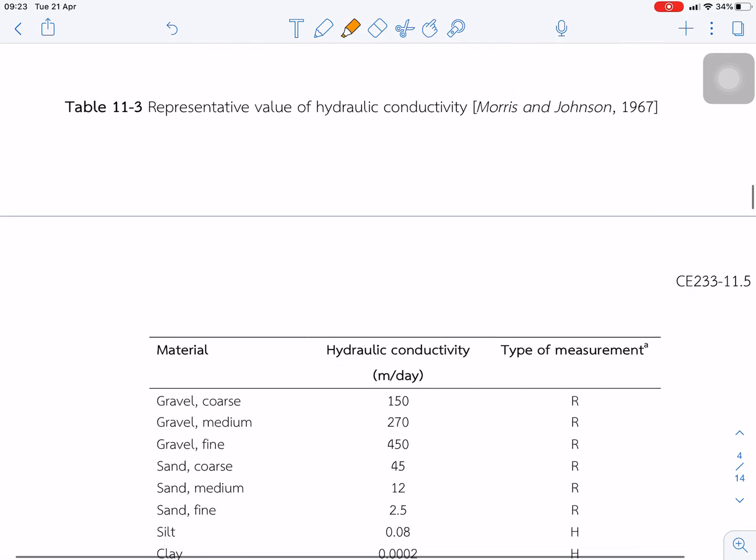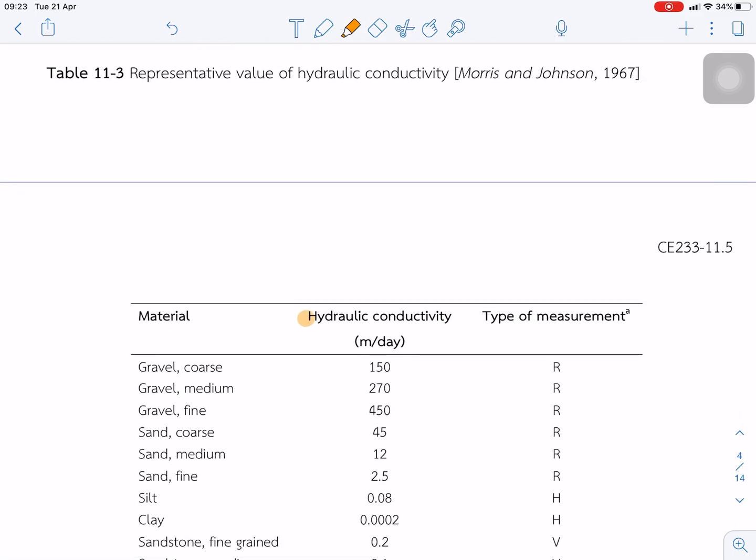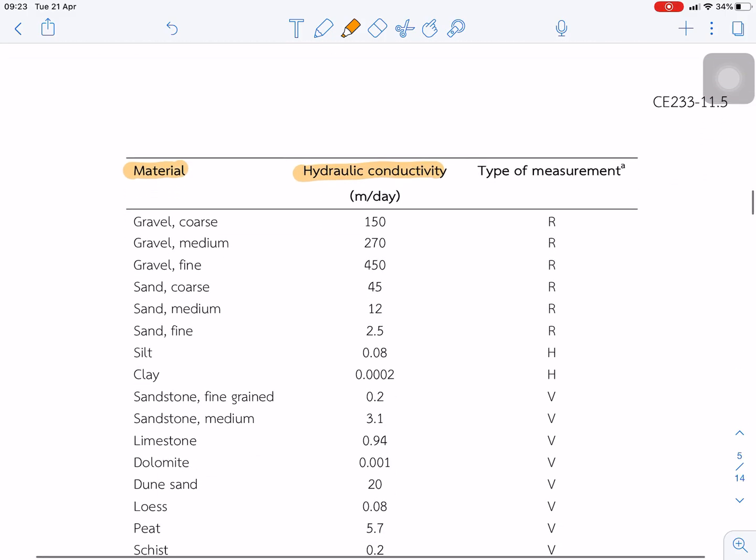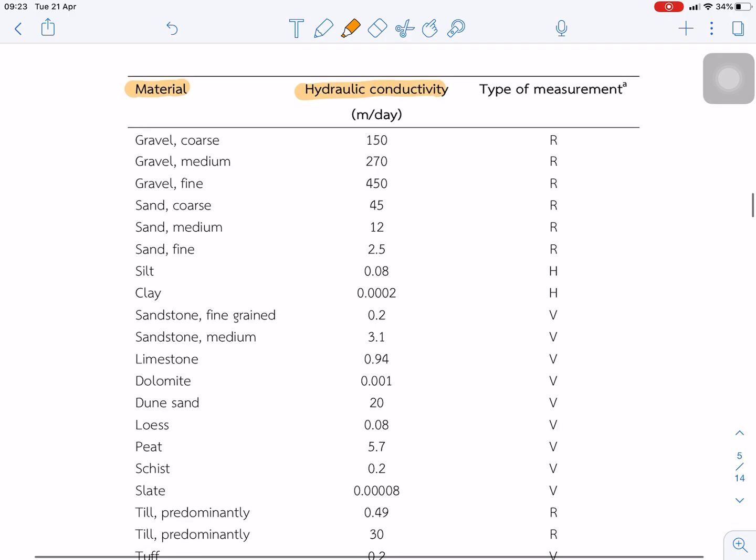This shows the hydraulic conductivity depends on the soil texture. You can see that for the coarse sand it is about 45 meters per day; the unit of the hydraulic conductivity is like a velocity. But for clay it is very small.